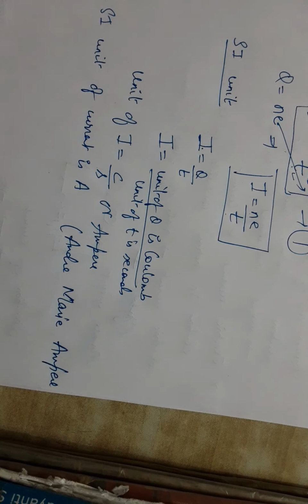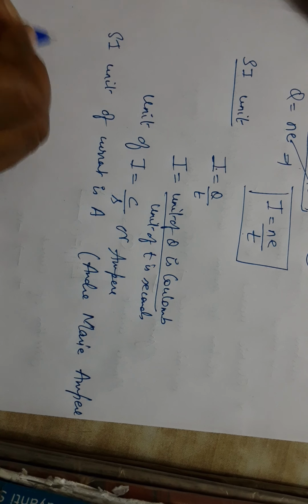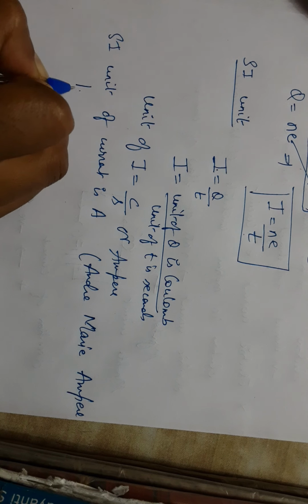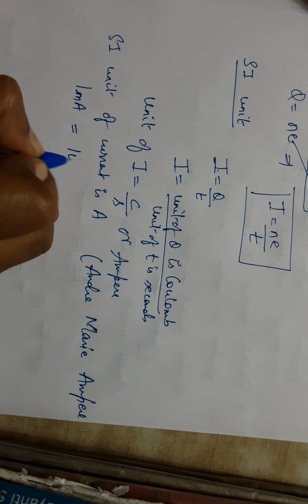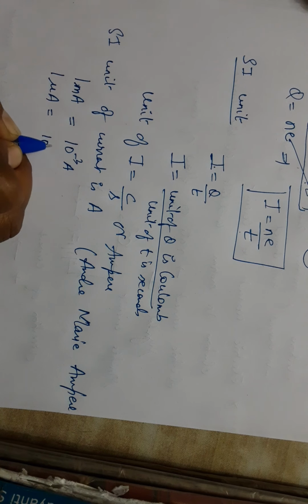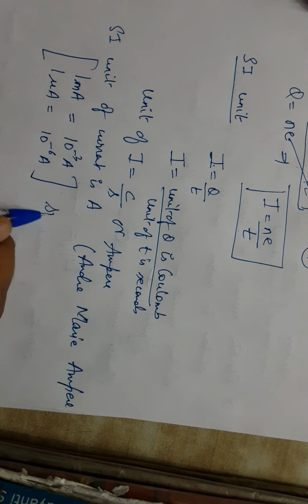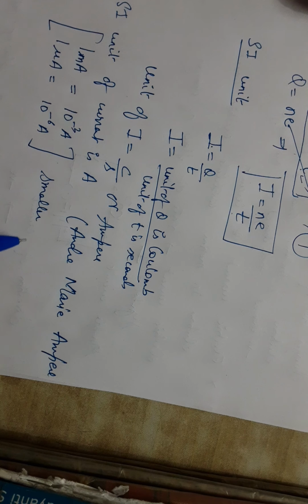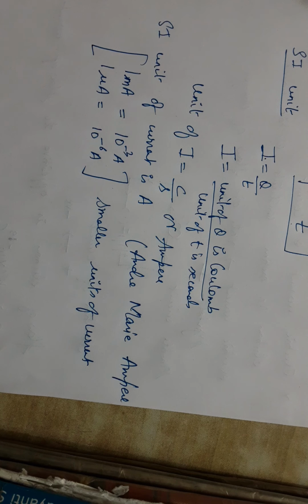Now many times ampere becomes a bigger unit. Thus we also have smaller units of current, which are milliampere and microampere. 1 milliampere equals 10 to the power minus 3 ampere, and 1 microampere equals 10 to the power minus 6 ampere. These smaller units are used when the current in a circuit is very small, for which ampere becomes a bigger unit.